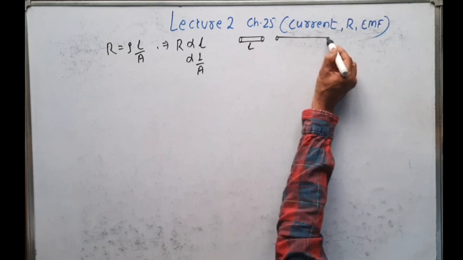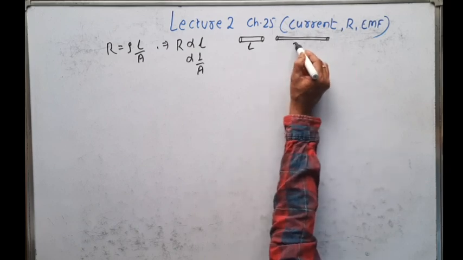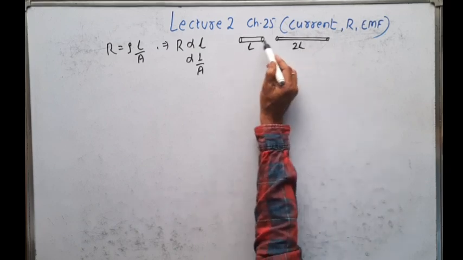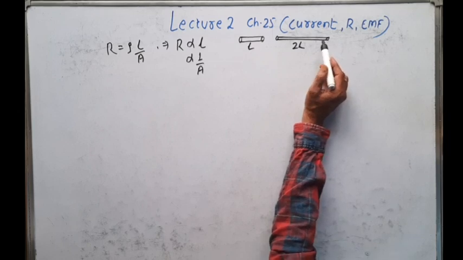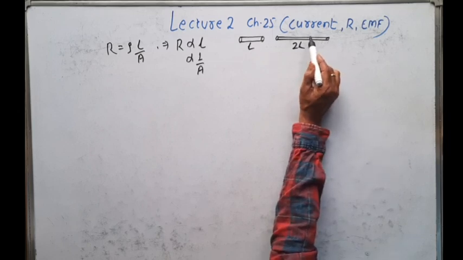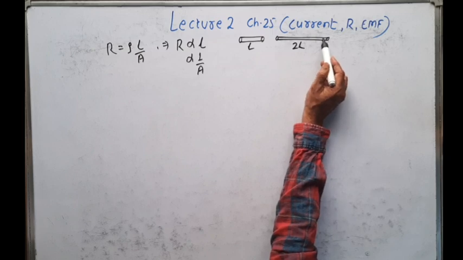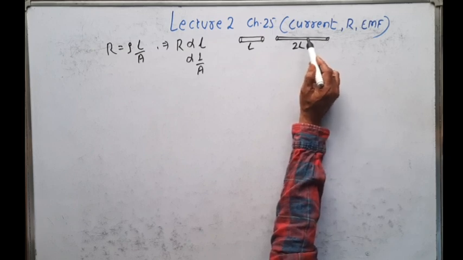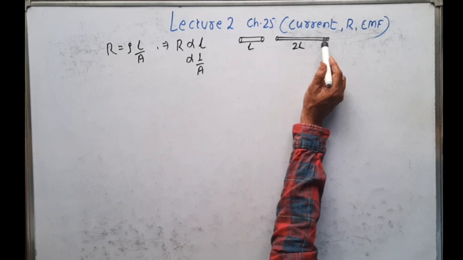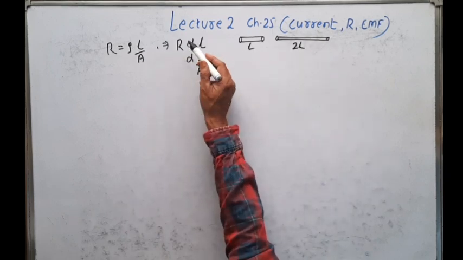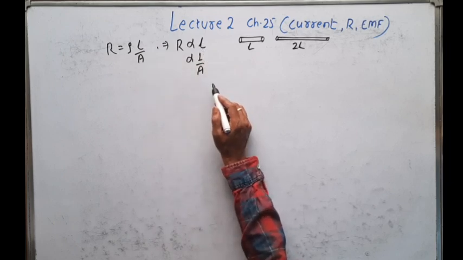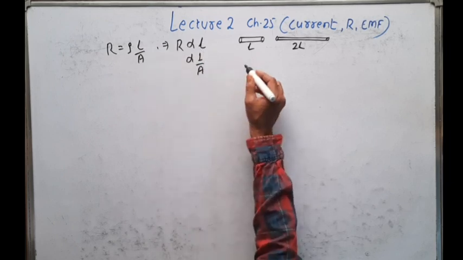Now I will increase the conductor length by 2 times. So if the length increases, what will happen? The number of collisions of the electrons will increase. If the number of collisions increases, then there will be more loss. More loss means more opposition. So resistance will be more. So resistance is directly proportional to length. And it is inversely proportional to the area of cross section.